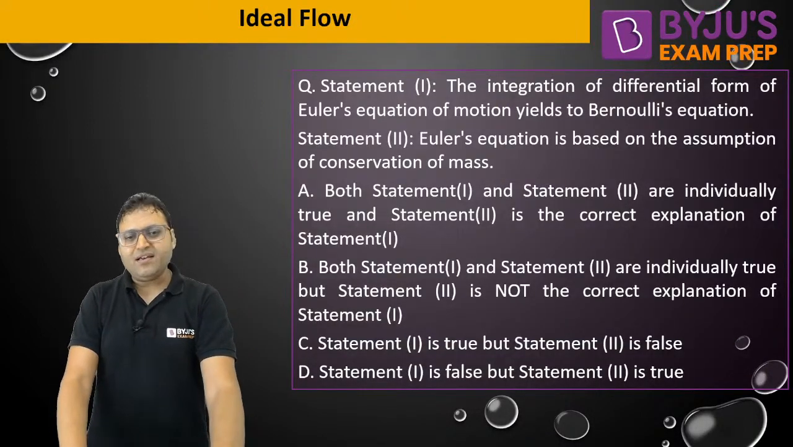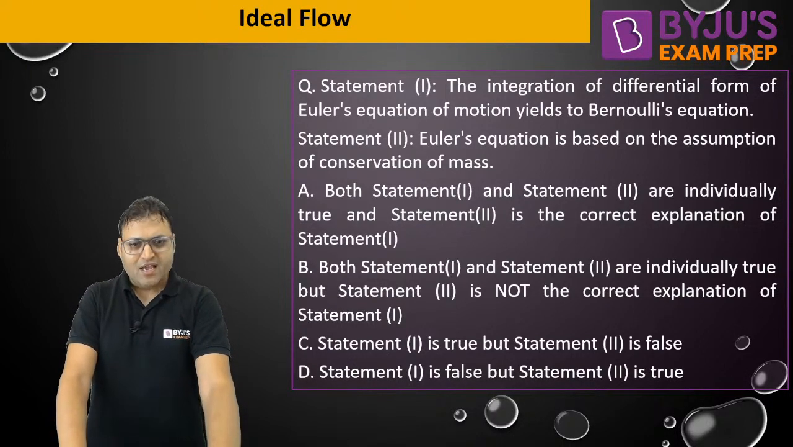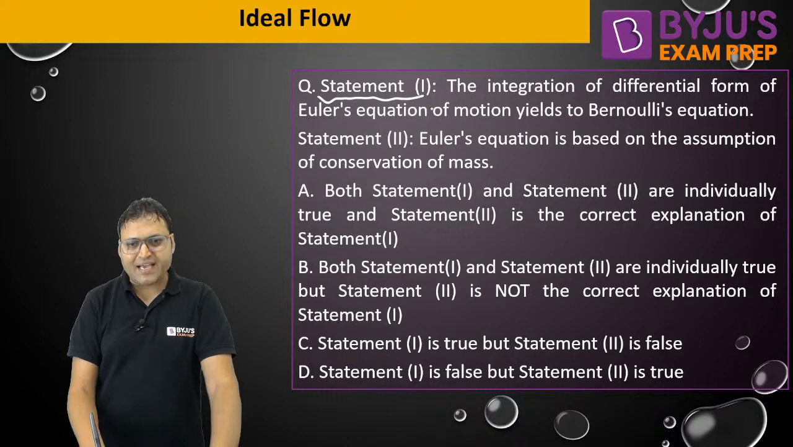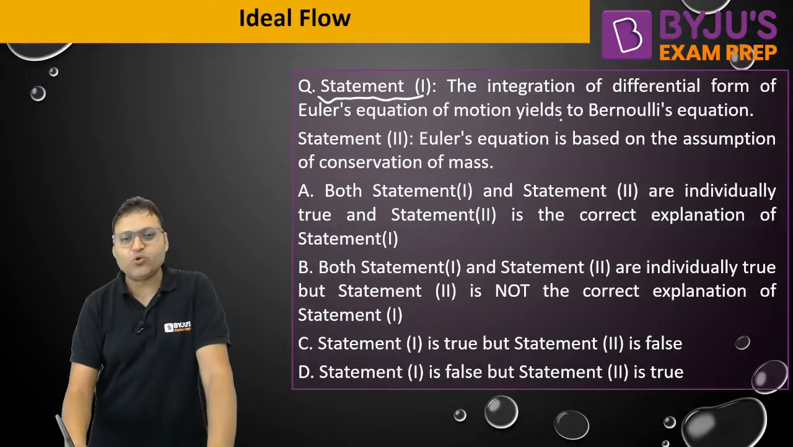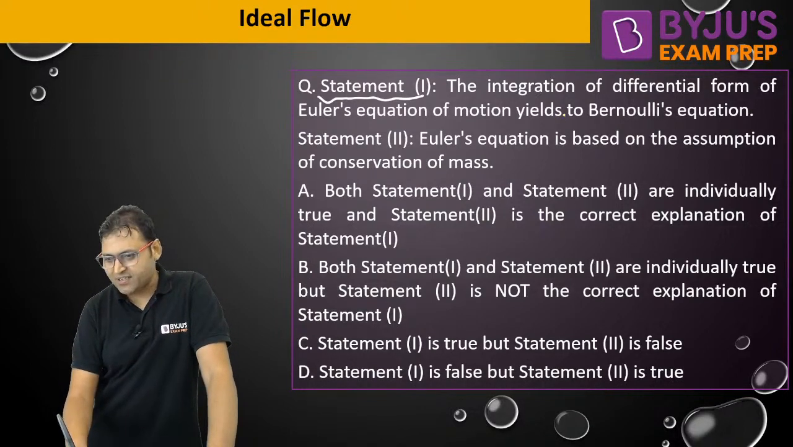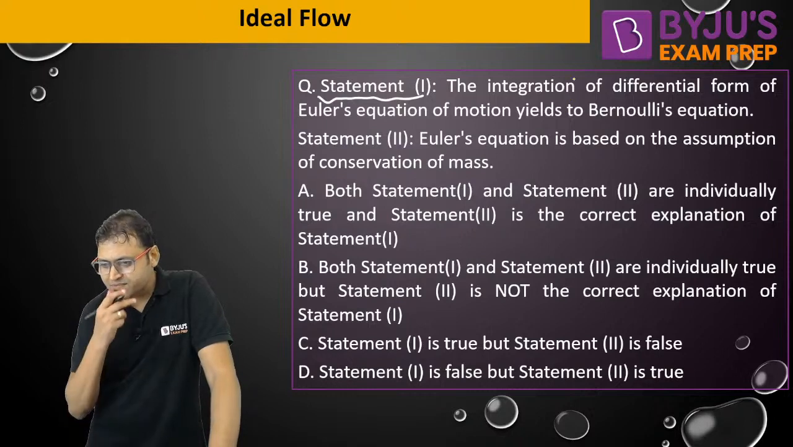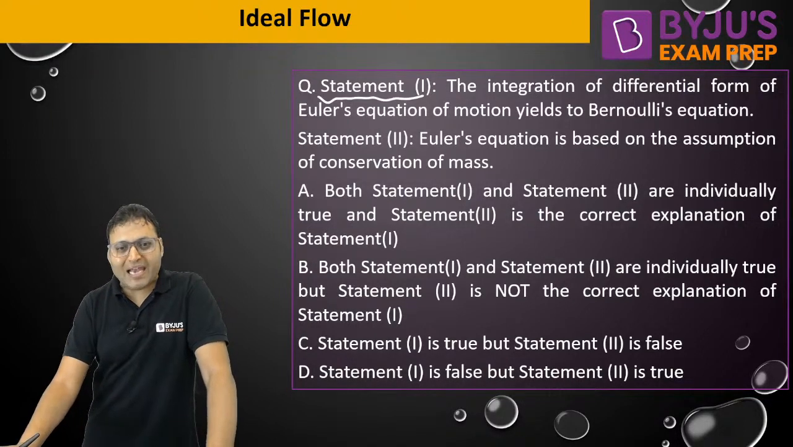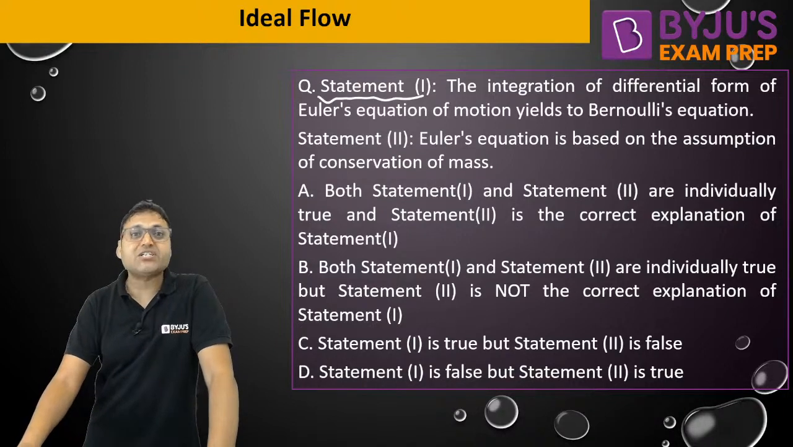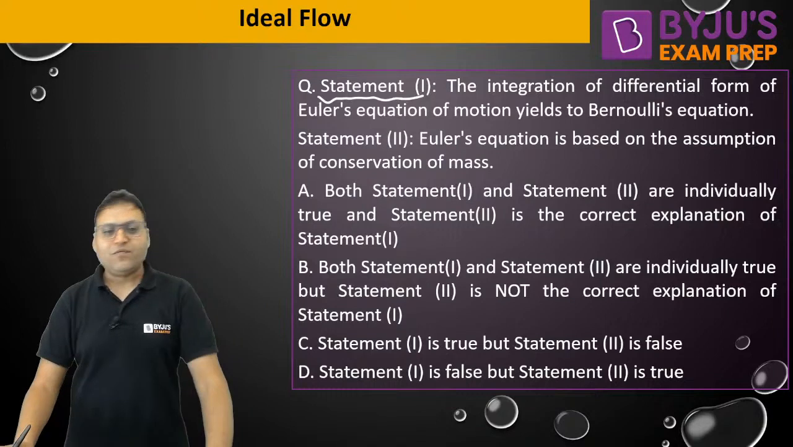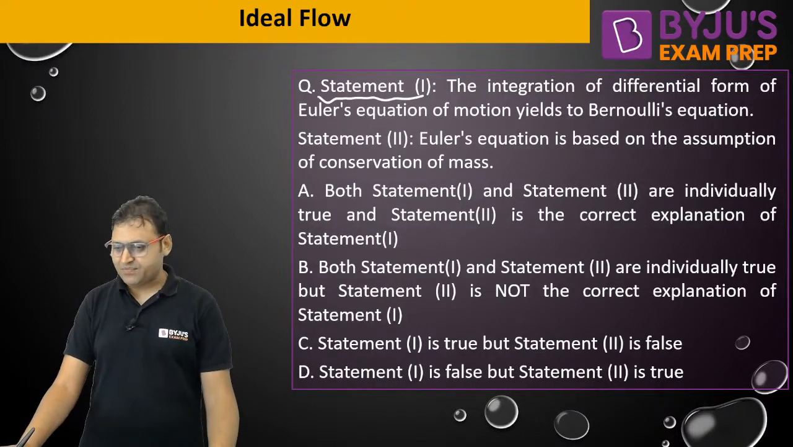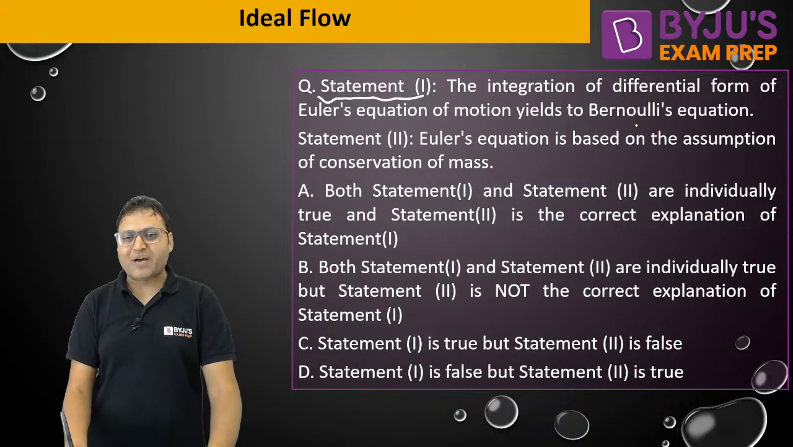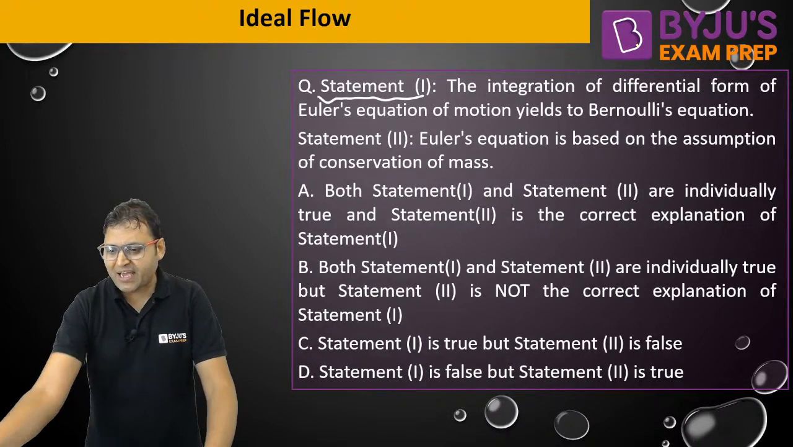So there is the first question on your screen. Can you find out the answer to this question? There are two statements. Statement 1 says the integration of differential form of Euler equation of motion yields the Bernoulli equation. Arnab, for irrotational flow, Bernoulli equation is valid between any 2 points. But if the flow is rotational, then the Bernoulli equation will be applicable between the points which are lying on the same streamline. That is the difference. Getting it? So statement 1, the integration of differential form of Euler equation of motion yields the Bernoulli equation. Is the statement correct or not?